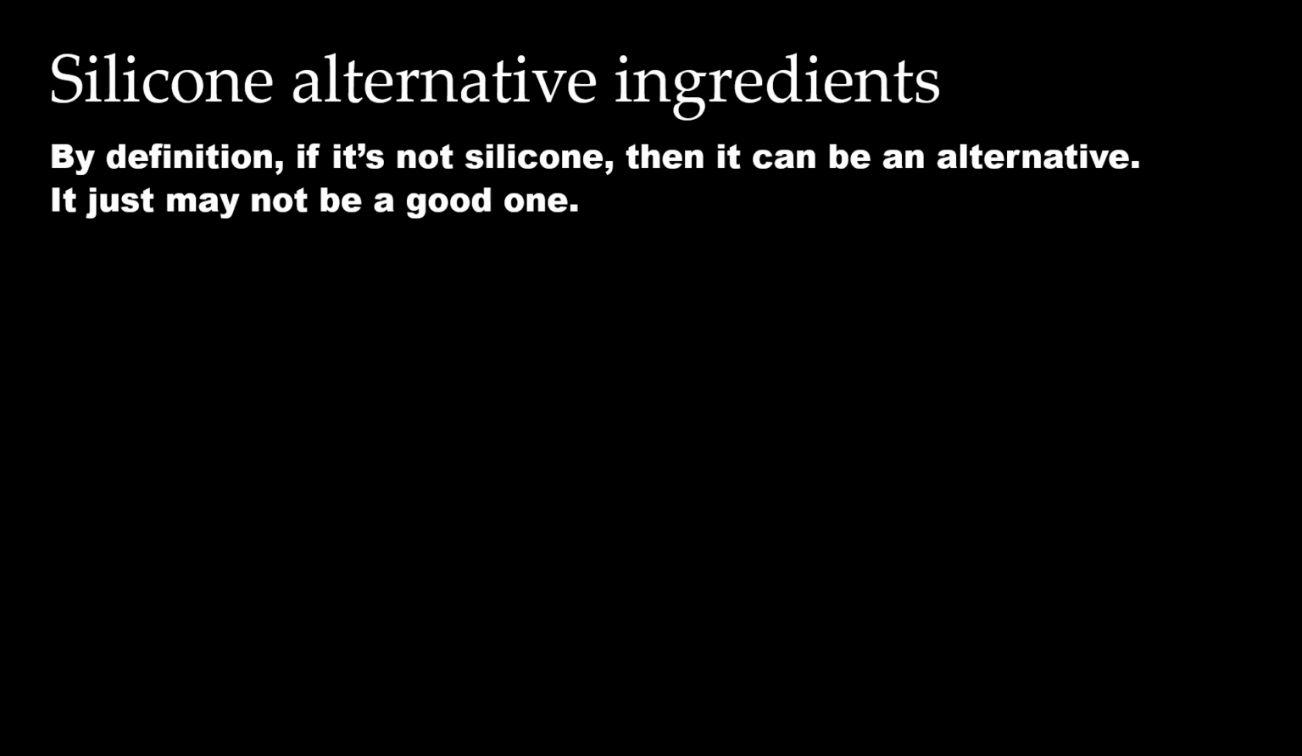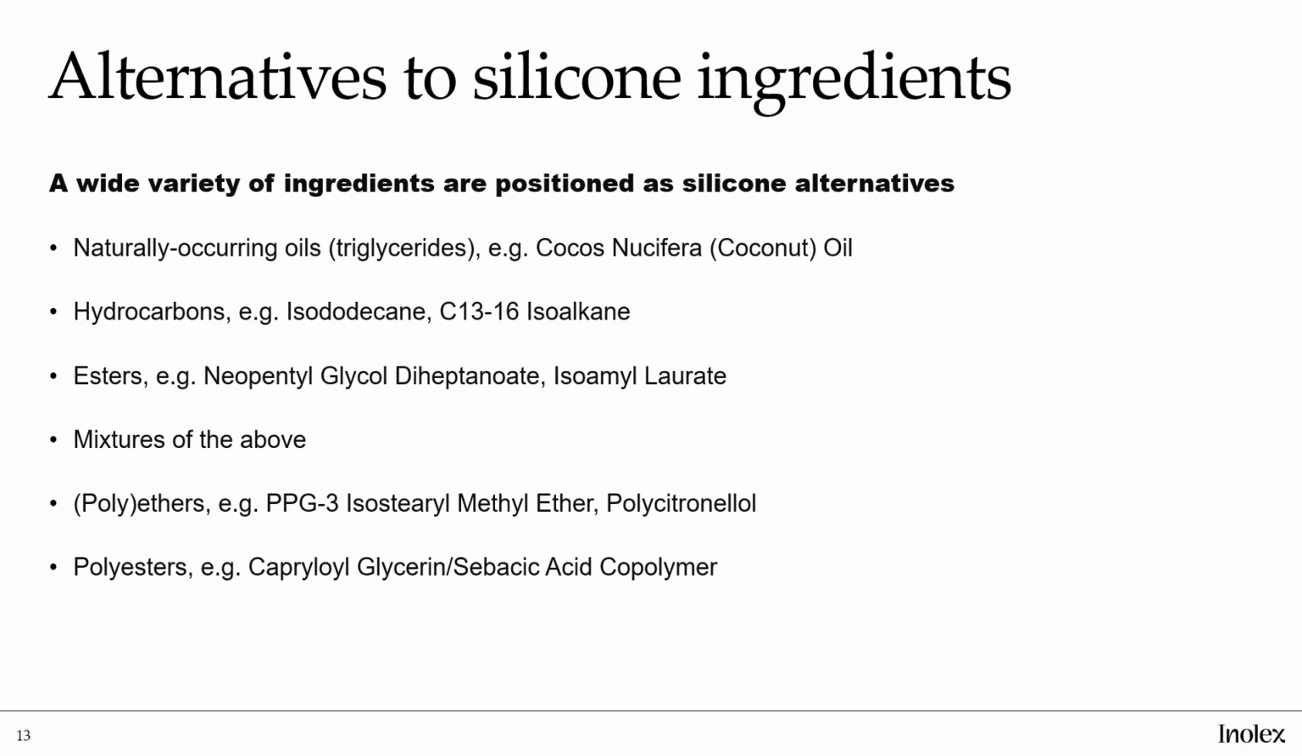In response to these concerns around silicones and a desire to go silicone-free, we see formulators increasingly adopting silicone alternative ingredients. Now, by definition, if something isn't a silicone, then it can be an alternative, but it doesn't necessarily mean it's going to be a good one. So what we'll do in the next section is take a look at what makes a silicone alternative a good one. To give you a feel for the breadth of ingredients that are being deployed as silicone alternatives today, we can take a look at the list here.